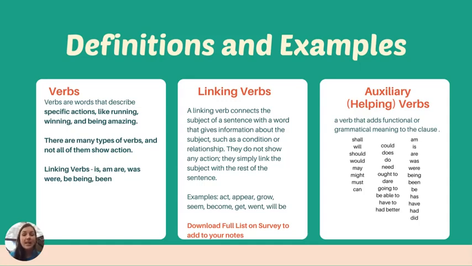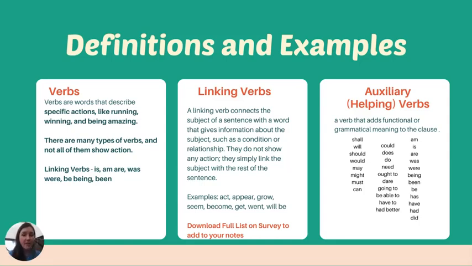A linking verb connects the subject of a sentence with a word that gives information about the subject, such as a condition of it or relationship. Linking verbs do not show any action. They simply link the subject with the rest of the sentence. Examples: act, appear, grow, seem, become, get, went, will be. There will be a download list available to you with more of the linking verbs.